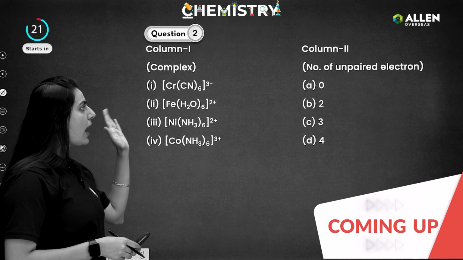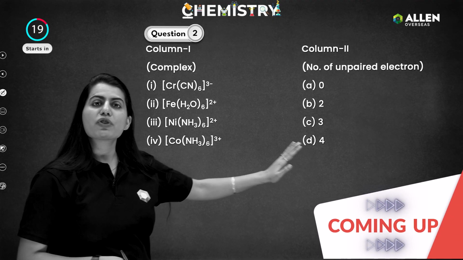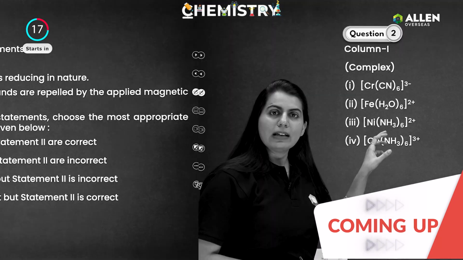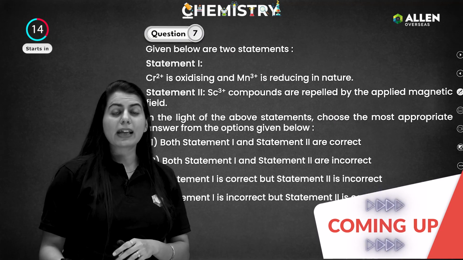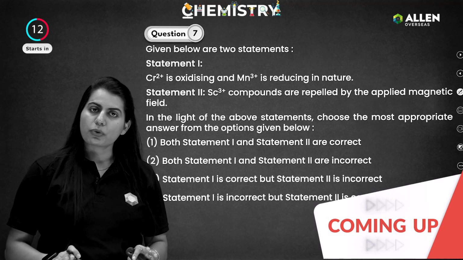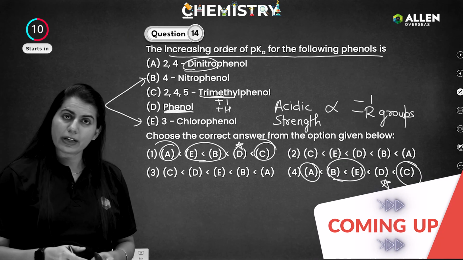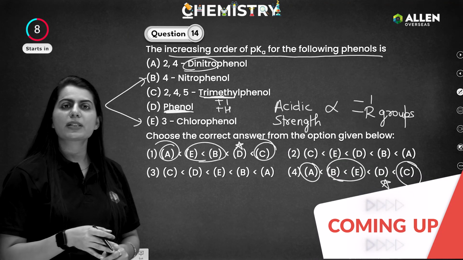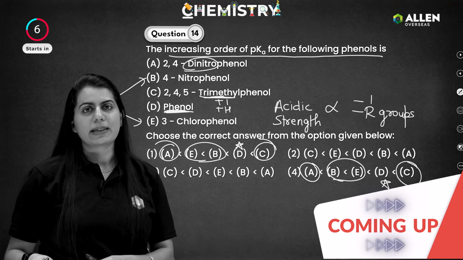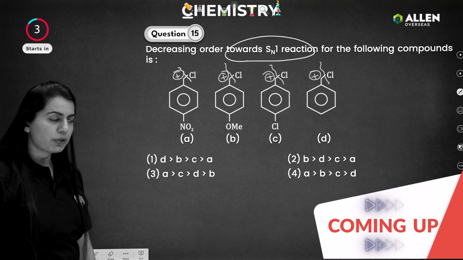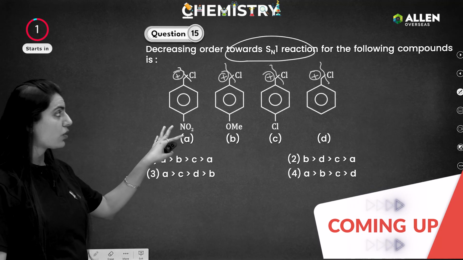And here we have been asked the number of unpaired electrons which will be present on the central metal. Statement based questions are coming, and match the columns also were there. So this is more of an electron withdrawing group, both in terms of its power of -I and -M. Followed by that, if you see, this is also deactivating, this is also deactivating.